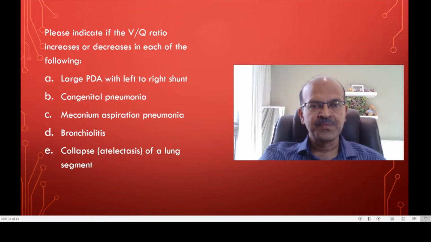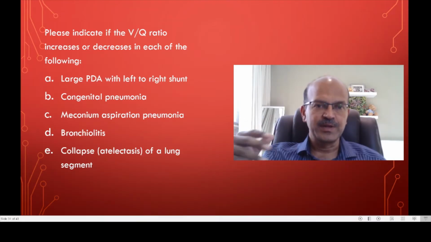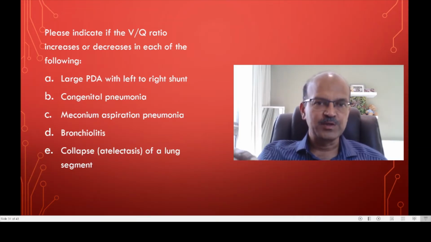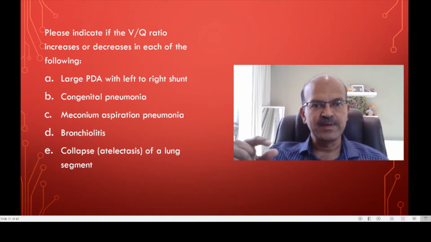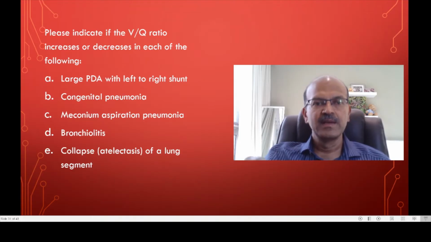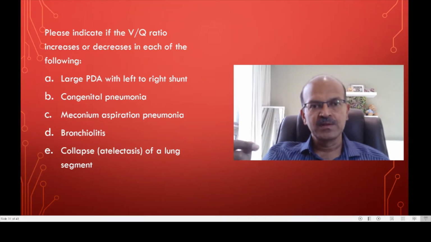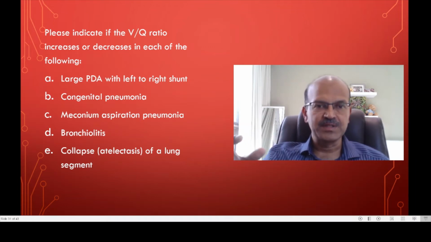lung segment. So when we say ventilation perfusion ratio increases, that means the ventilation is more, perfusion is less. And when we say the ventilation perfusion ratio reduces, that means the ventilation is lower than it should be. So the perfusion is higher and the ratio becomes lower. So which situations cause increased ventilation and which situations cause reduced ventilation?